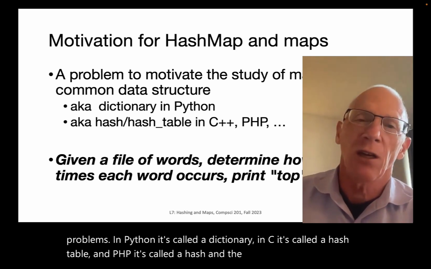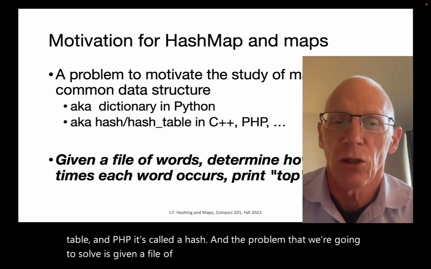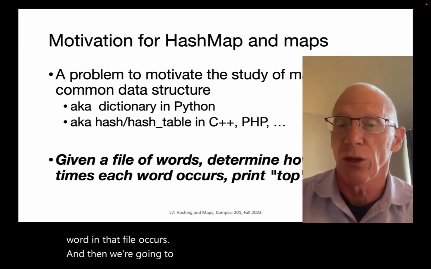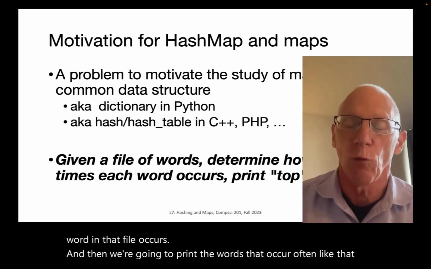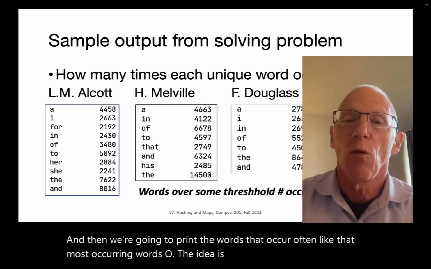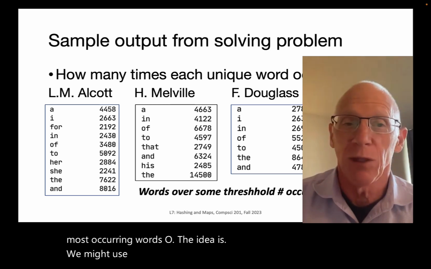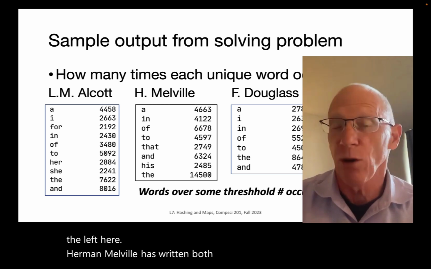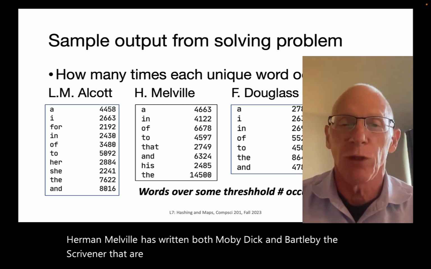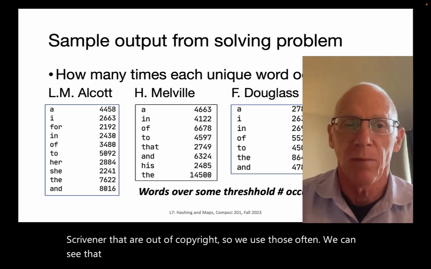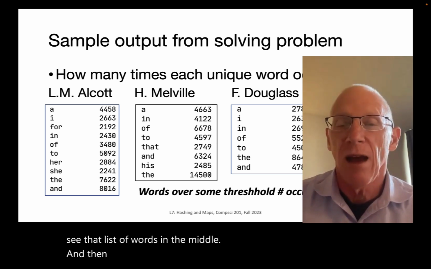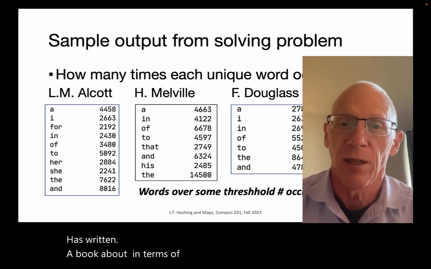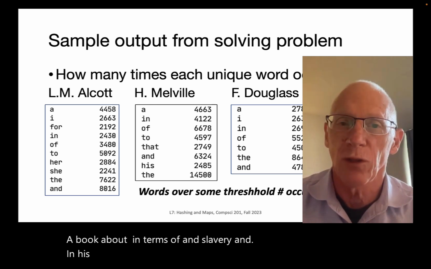And the problem that we're going to solve is, given a file of words, determine how many times each word in that file occurs. And then we're going to print the words that occur often, like the most occurring words. So the idea is we might use Little Women by Louisa May Alcott, that's shown on the left here. Herman Melville has written both Moby Dick and Bartleby the Scrivener that are out of copyright, so we use those often. We can see that list of words in the middle. And then Frederick Douglass has written a book about bondage and slavery, and in his work we also see these common words.